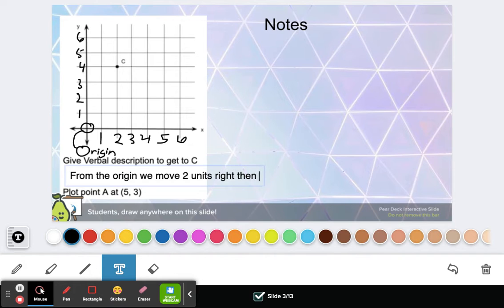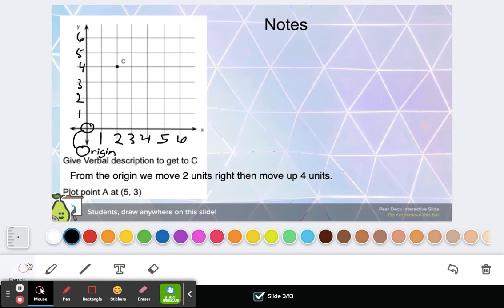Then we're still not at point C, right? So I move 2 units to the right, and then now I need to move up, okay? So I need to move up 1, 2, 3, 4. So then move up 4 units, okay? And that's all we need to write for our verbal description.